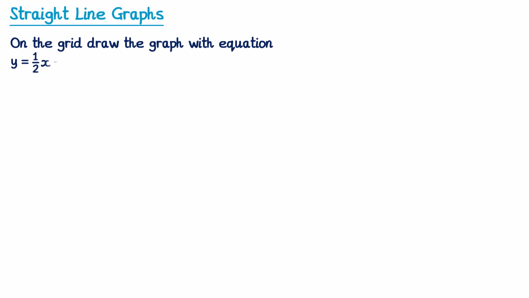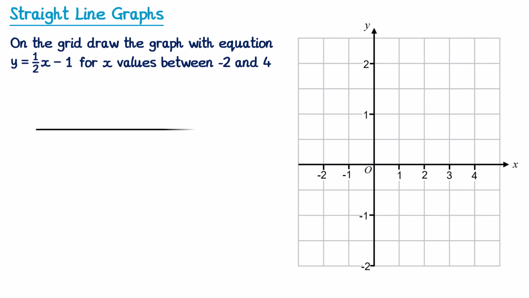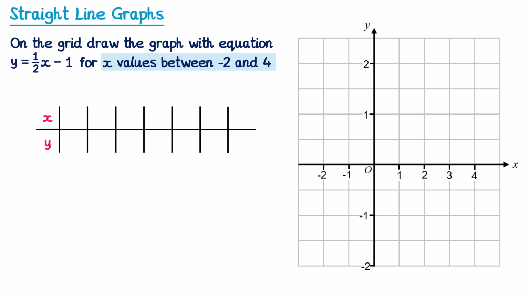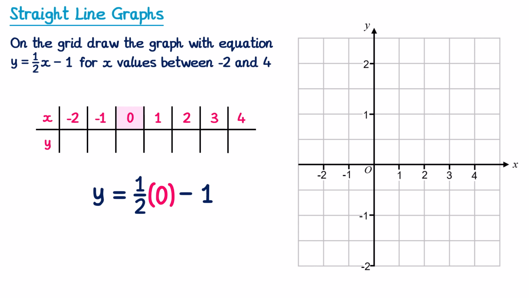For this next question, the equation is going to look a little bit different again. This time we're going to do y equals half x take away 1, for x values between -2 and 4. So we draw the table of values, and we have x and y, and we know the x values are going to go from -2 to 4. So this time we're going to use the formula y equals 1/2 x minus 1. We'll start with when x is 0, so if we replace the x with a 0, we've got half of 0 subtract 1. Half of 0 is just 0, so we have 0 subtract 1, which is -1. So when x is 0, y is -1.